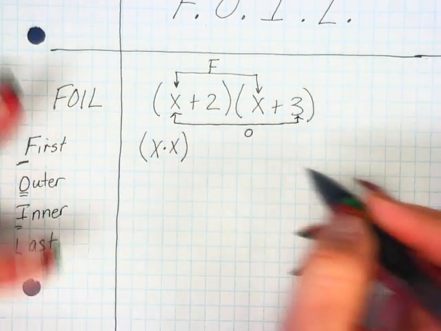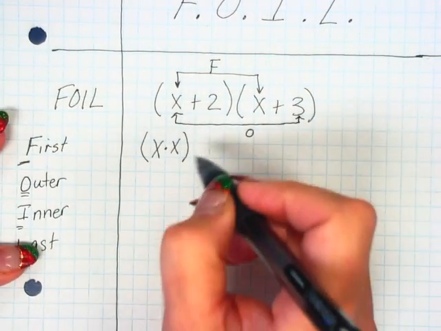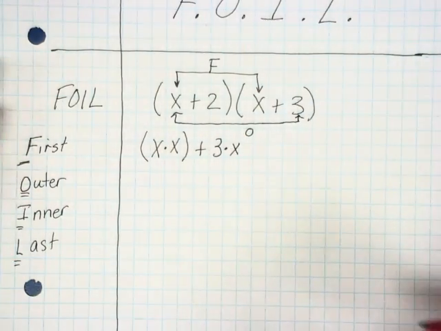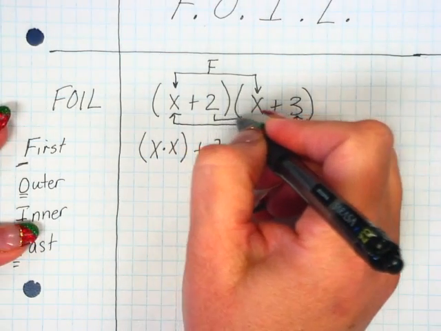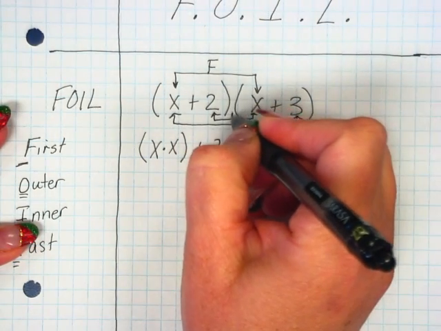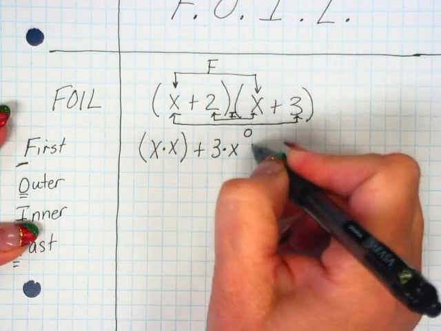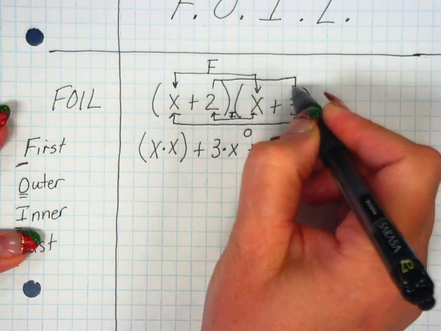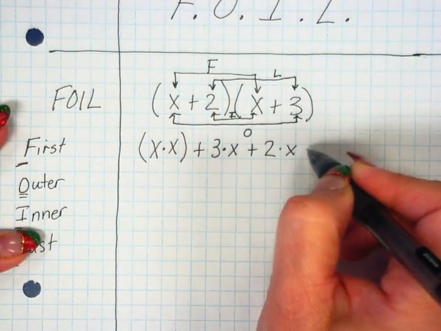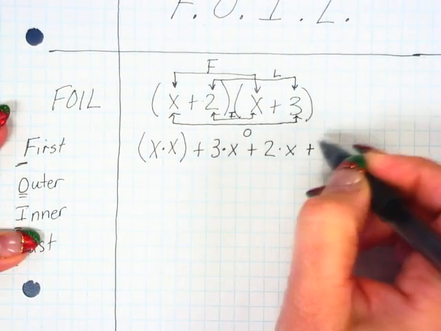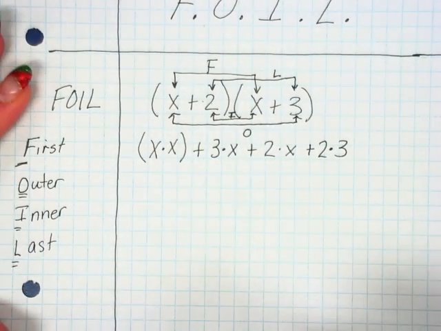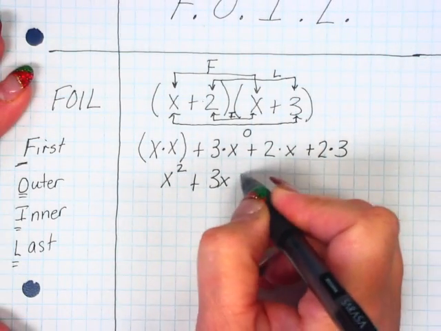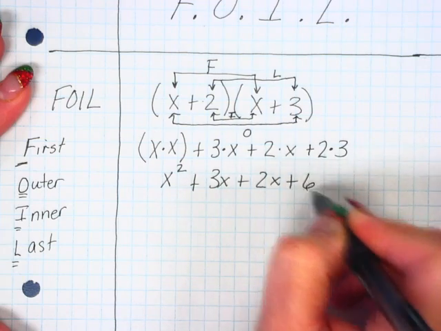That's your outer. Now it's still positive, so that means you'd be adding it because 3 times x would be positive. Inner are the two on the inside. So that would be positive 2 times x. And last would be the last of each of the two binomials. So it's positive 2 times 3. And then you get x squared plus 3x plus 2x plus 6.